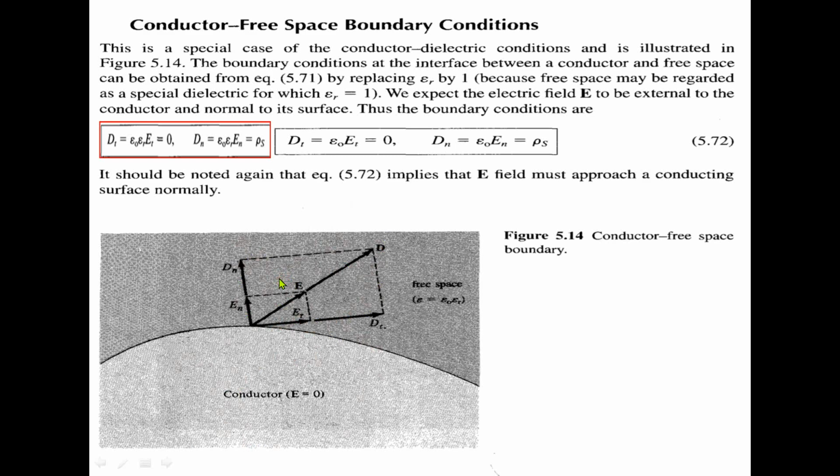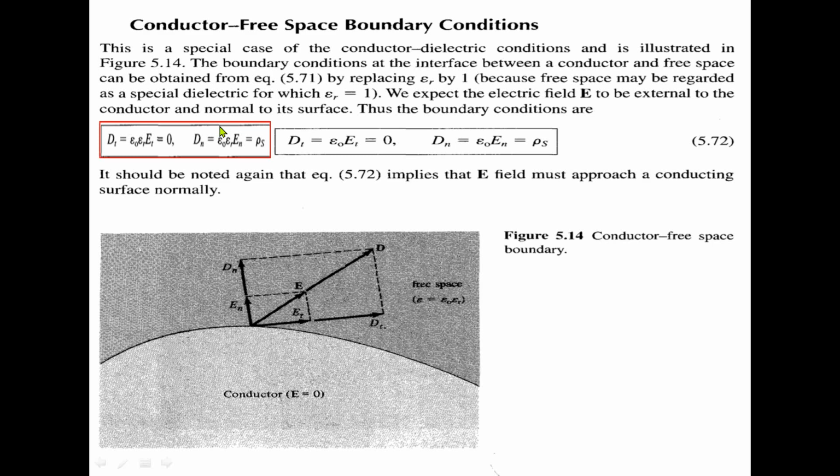As you all know, this equation has already been written for the tangential component and the normal component. For the tangential component, Dt equals epsilon naught into epsilon r into Et, which is equal to 0. And for the normal component, epsilon naught into epsilon r into En equals rho s. So this is the basic consideration.